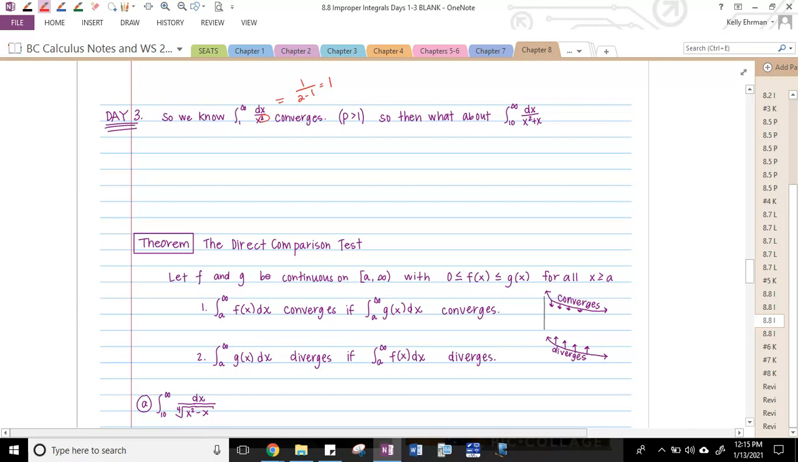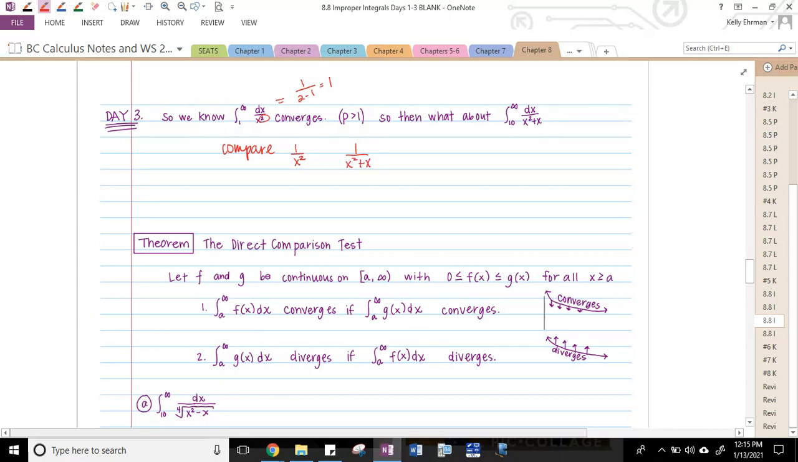But the question is, well, what about the integral from 10 to infinity? Now, the constant here doesn't matter. But what about the integral from 10 to infinity of dx over x squared plus x? So one extra term in my denominator there. We want to compare the function 1 over x squared to 1 over x squared plus x.